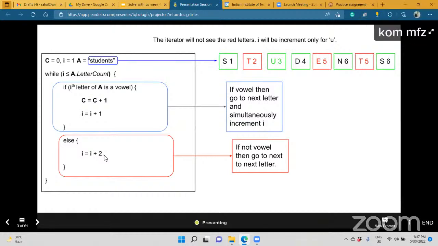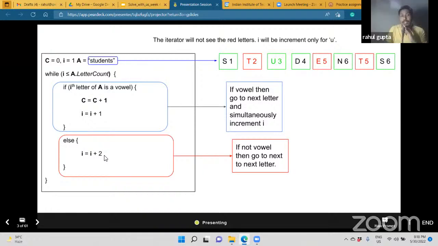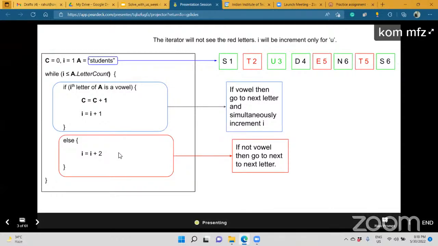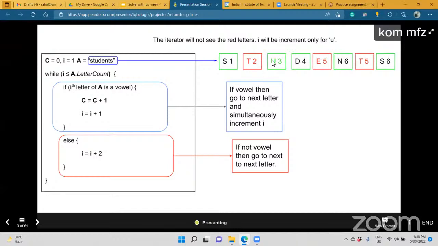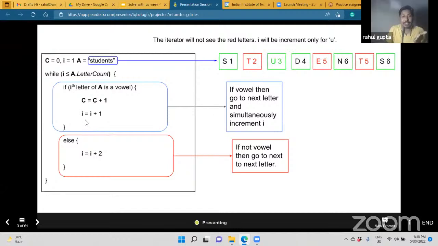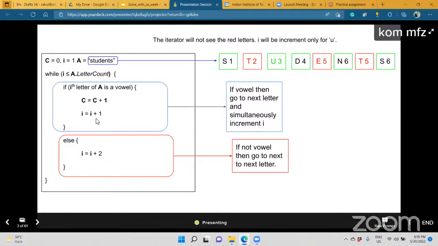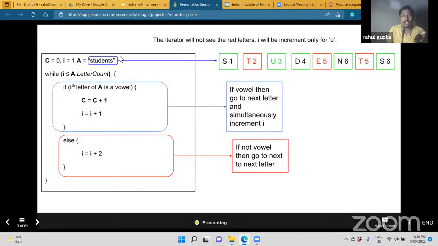Which letter will I visit? The third letter, U. So the third letter I'm going to visit; the second letter I'm missing. After U, actually it is a vowel, so I will increment by 1, right? I will visit D. But again, D is a consonant, so I'll not visit E, I'll visit N.